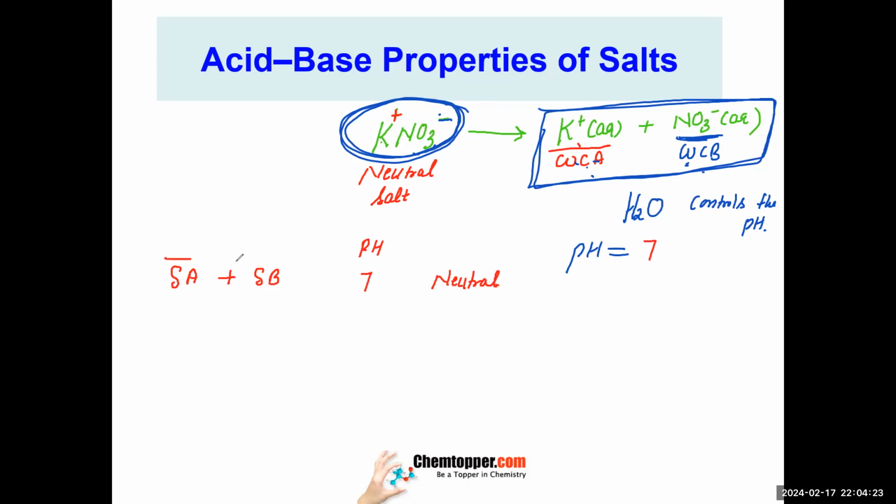And in this case, who is controlling the pH? Because their conjugates are weak. So who is controlling the pH? Water. Water will control the pH.